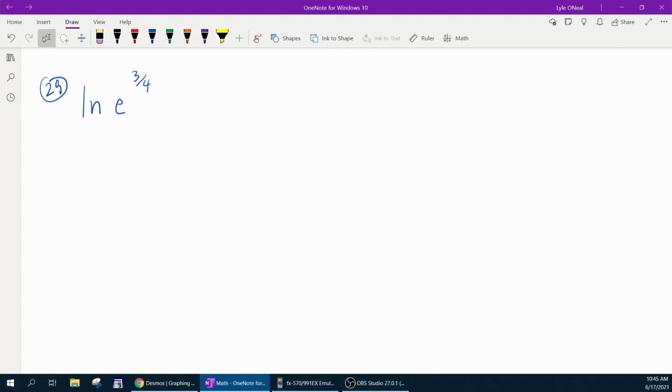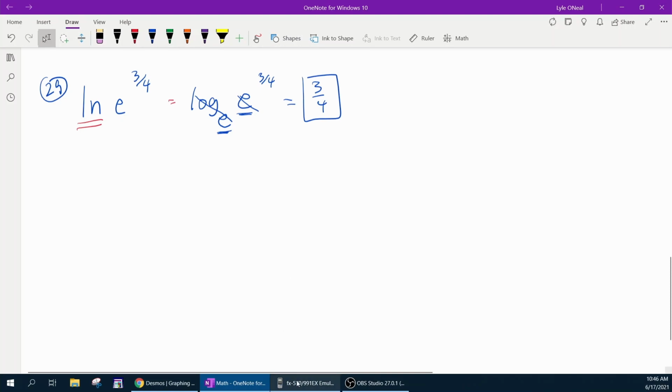All right, next example, number 29, we have the natural log of e to the 3/4 power. In this example, you're going to have to remember what natural log represents. Remember, ln basically means log base e. So I'm going to rewrite natural log as log base e of e to the 3/4. And now you should see that the bases match. So again, if the bases match, they cancel, and the exponent is the answer.